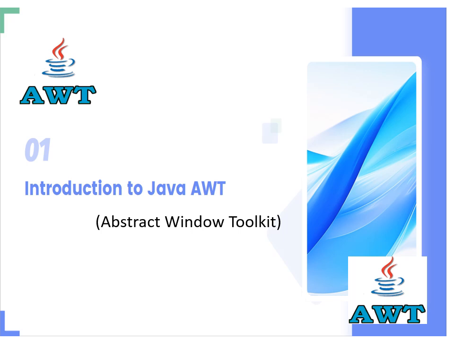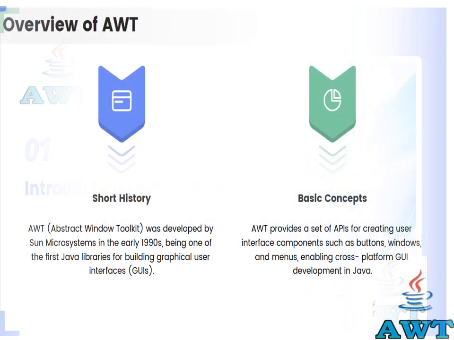Let's see the Introduction to Java AWT. AWT means Abstract Window Toolkit. The Abstract Window Toolkit, which was developed by Sun Microsystems in the early 1990s, being one of the first Java libraries for supporting the graphical user interface. AWT provides a set of APIs for creating user interface components such as buttons, windows, and menus, enabling cross-platform GUI development in Java.